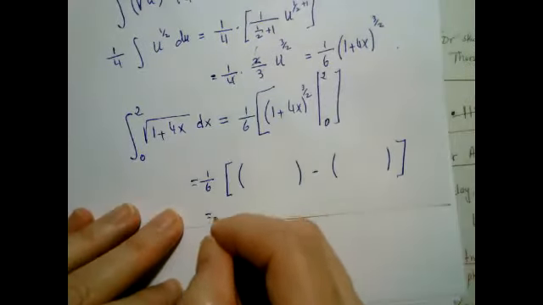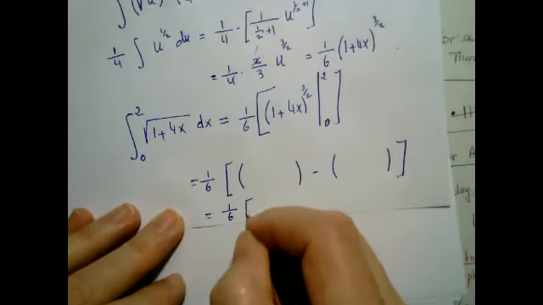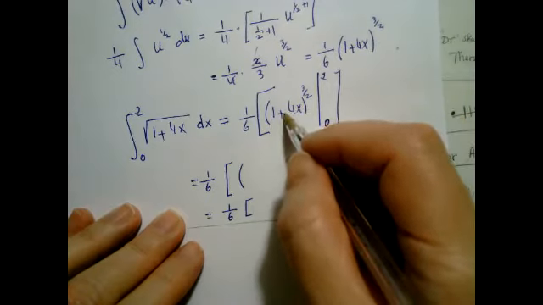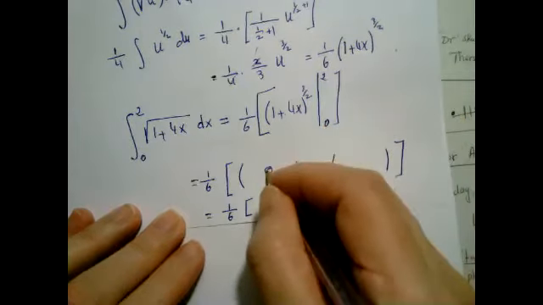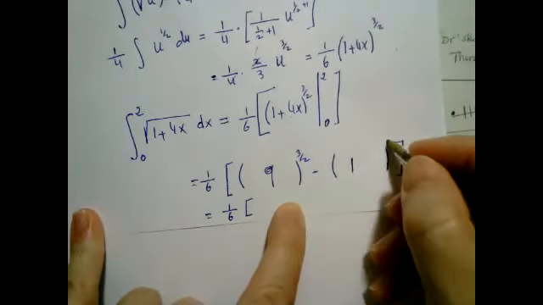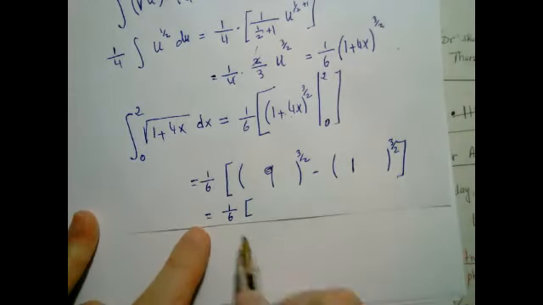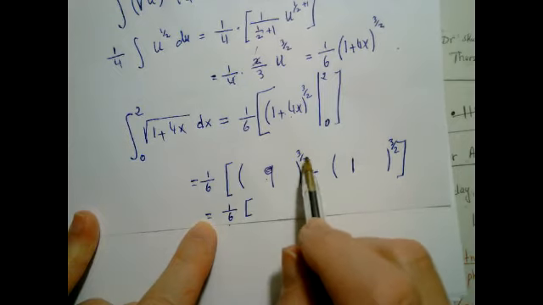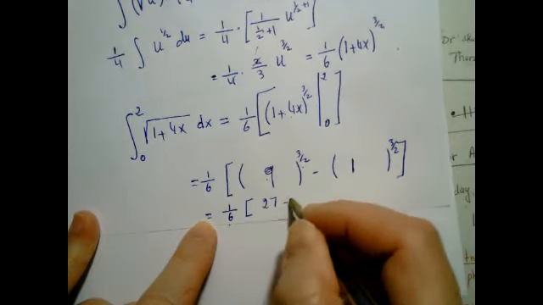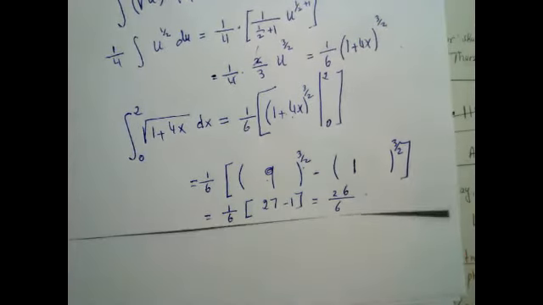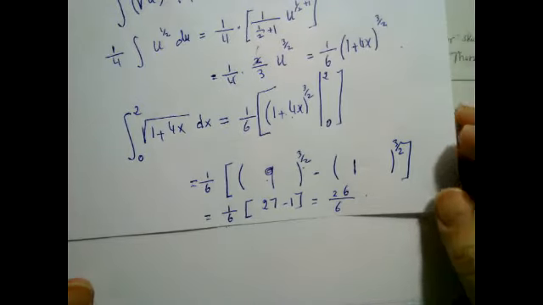So it's going to give me 1 over 6 times, at the upper, sorry, if x is 2, I will have 1 plus 8, which is 9 to the power 3/2. And at 0, I have 1 to the power 3/2. That gives me 1 over 6 times 9 to the power 3/2. It means 3 cubed, which is 27, minus 1. It means 26 over 6. End of the problem.